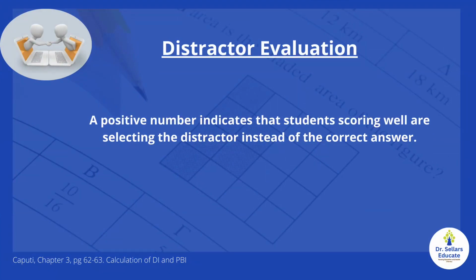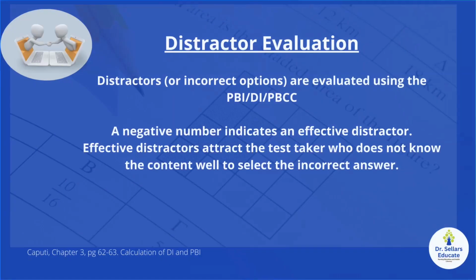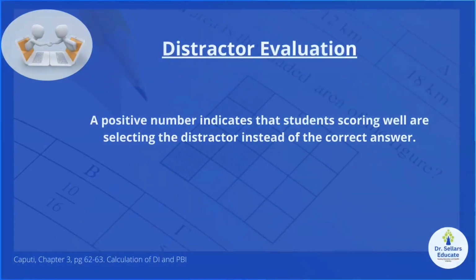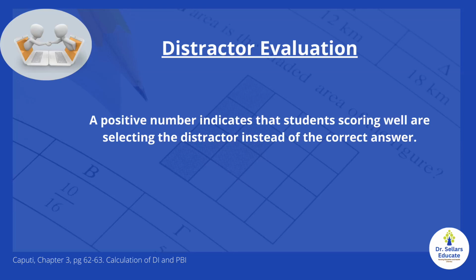Now let's talk a little bit about what the positive number means. That indicates that students scoring well on the exam are selecting the distractor instead of the correct answer. So we are attracting, with our distractor, the students who have scored higher on the exam. That is not what we want. We always want our distractors to be negative, okay? If a distractor is positive, we want to consider revising the distractor.